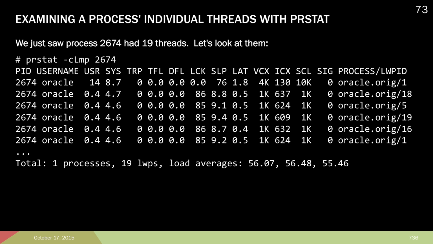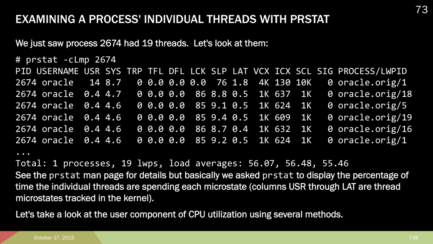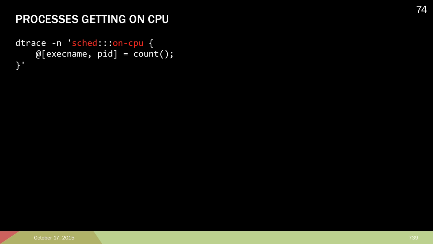Let's look at them. We'll use prstat -mLp and then the process ID. We ask prstat to display the percentage of time the individual threads are spending in each microstate. Let's take a look at the user component of CPU utilization by using several methods. Let's look at processes getting on CPU.